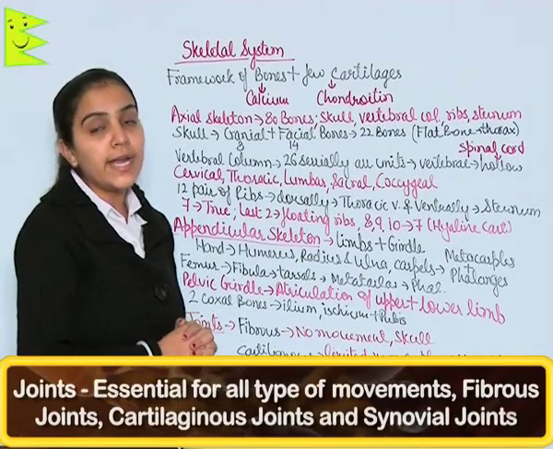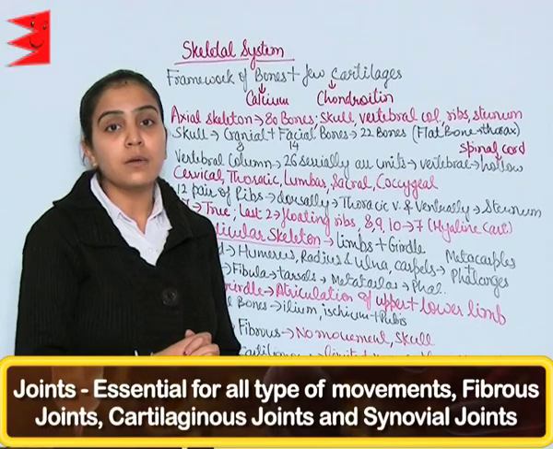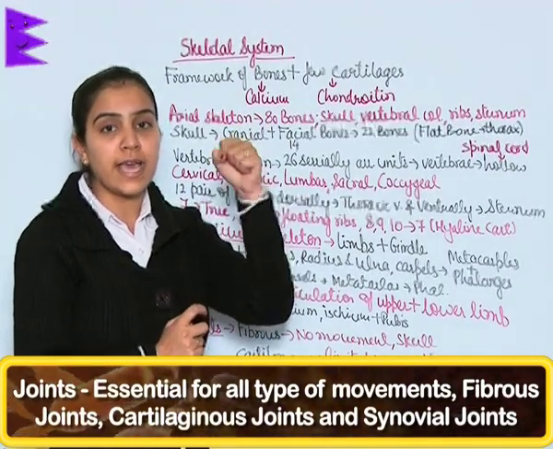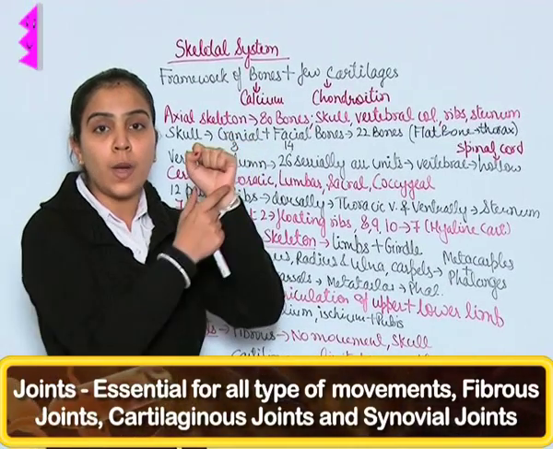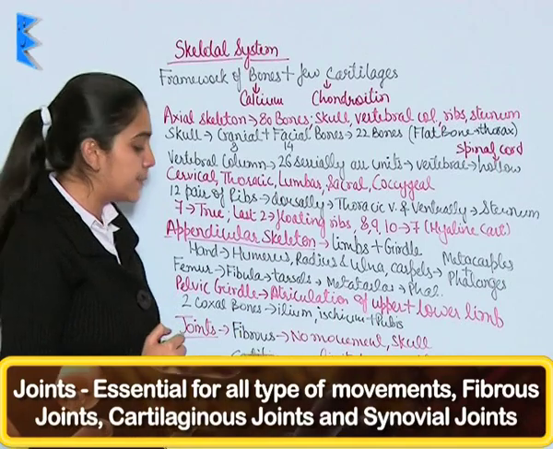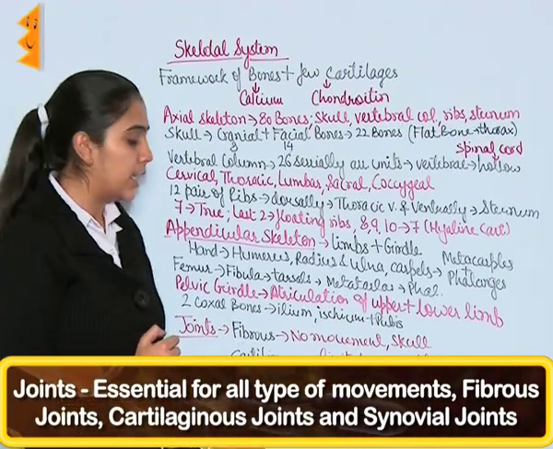Joints. Joints are responsible for locomotion, the movements which we do. Like I am moving my wrist like this because of the joint present here. Joints are of 3 types: fibrous, cartilaginous and synovial.